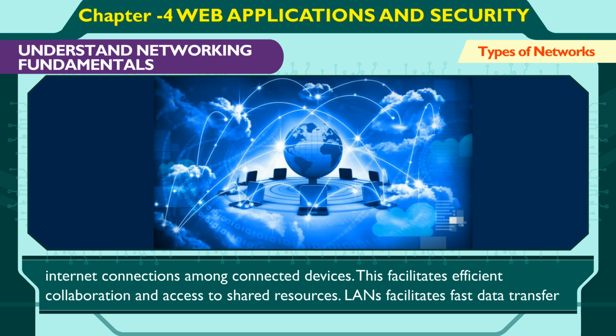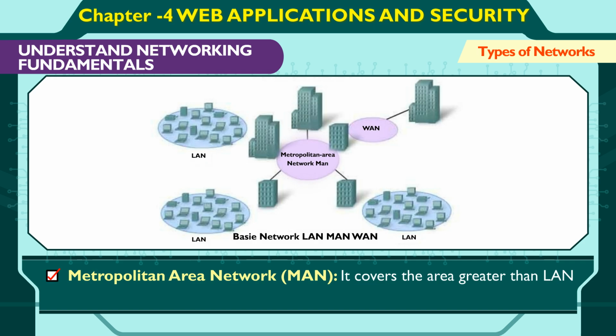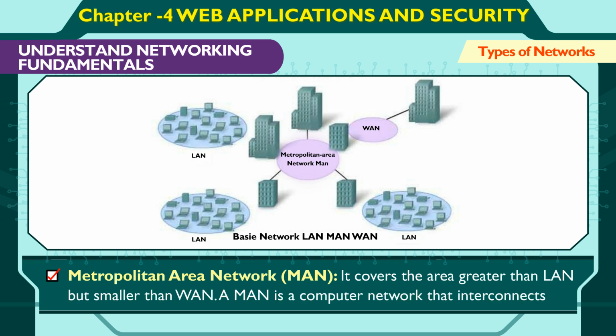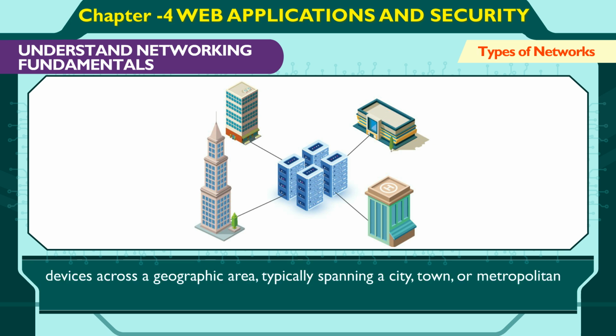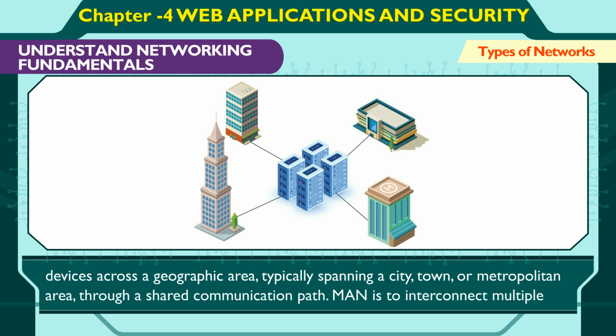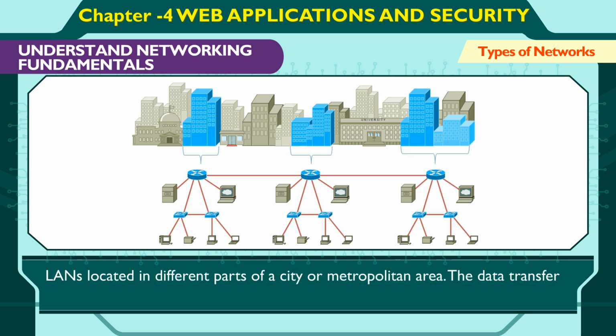LANs facilitate fast data transfer and communication between devices. The data transfer speed of LAN is 1000 Mbps. Metropolitan Area Network, MAN. It covers an area greater than LAN but smaller than WAN. A MAN is a computer network that interconnects devices across a geographical area, typically spanning a city, town, or metropolitan area through a shared communication path. A MAN is used to interconnect multiple LANs located in different parts of a city or metropolitan area. The data transfer speed of MAN is 35 Mbps to 155 Mbps.